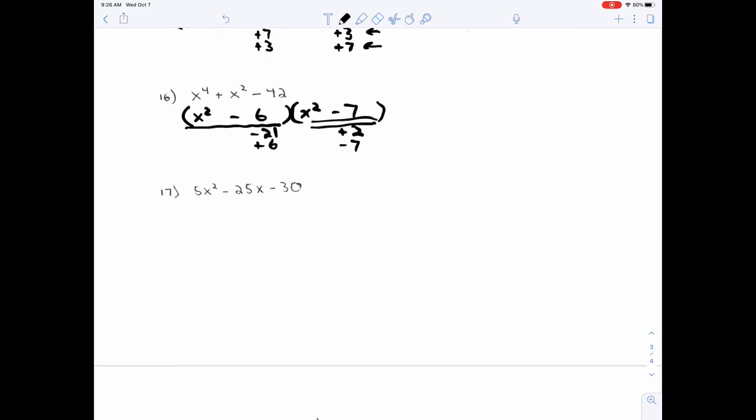Greatest common factor. Yes, there's a 5 in every term. So you take out 5, and you're left with x squared minus 5x minus 6. Okay?